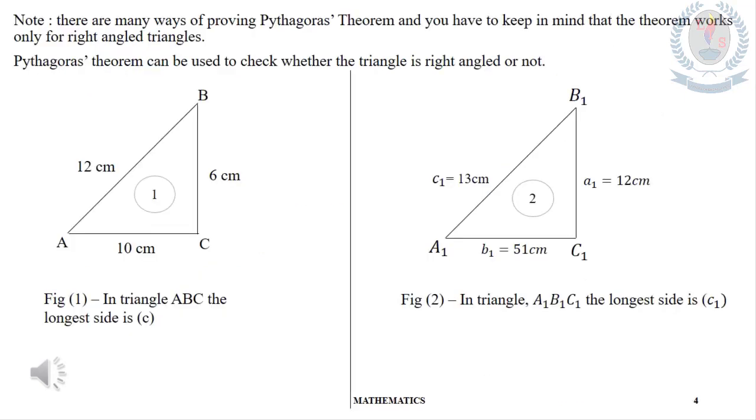Slide number 4. Note, there are many ways of proving Pythagoras theorem, and you have to keep in mind that the theorem works only for right angle triangles. Pythagoras theorem can be used to check whether the triangle is right angled or not. The following are two examples. In figure 1, triangle ABC, the longest side is C. In figure 2, triangle A1 B1 C1, the longest side is C1.